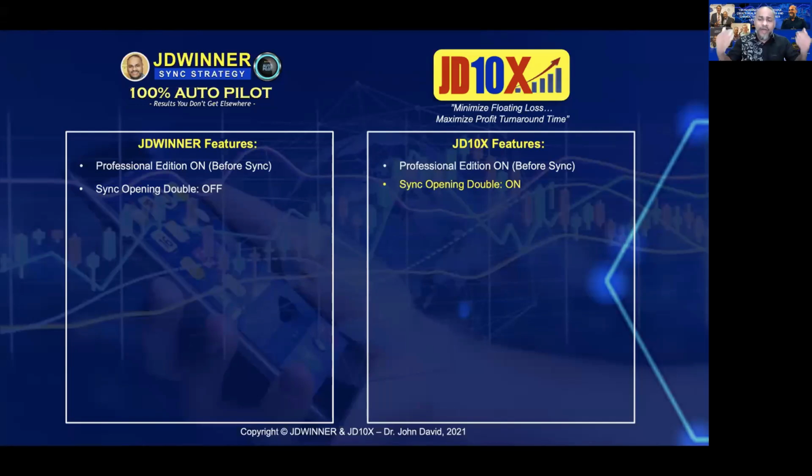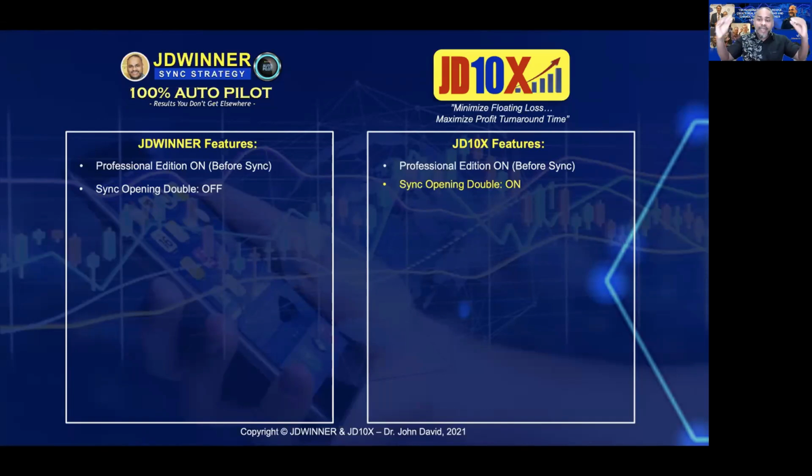Now, when you open the SYN opening double, your first order will actually double up. So if, let's say, your first order amount is $10, your first entry will actually be $20. So please take note of that. But that doesn't happen in JD Winner.